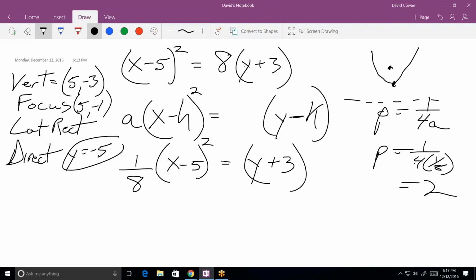And how does the latus rectum compare to P? Well, that sounds terrible, doesn't it? How does the latus rectum compare to P? I would have a hard time not laughing if I was a student and my teacher said that in front of a whole class.